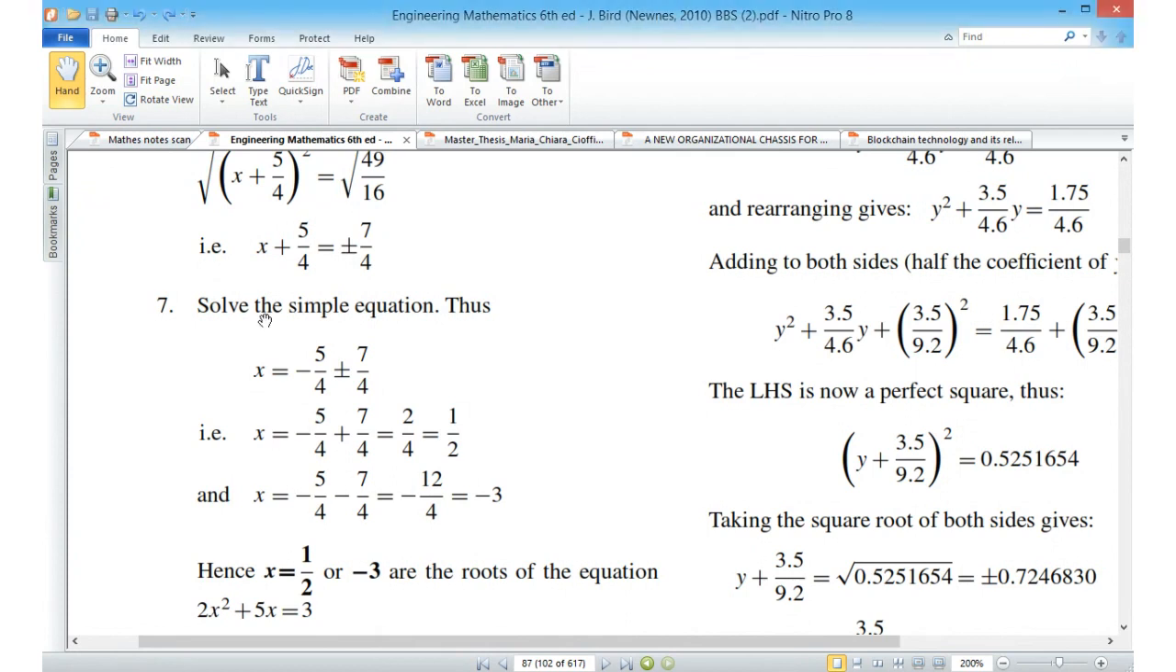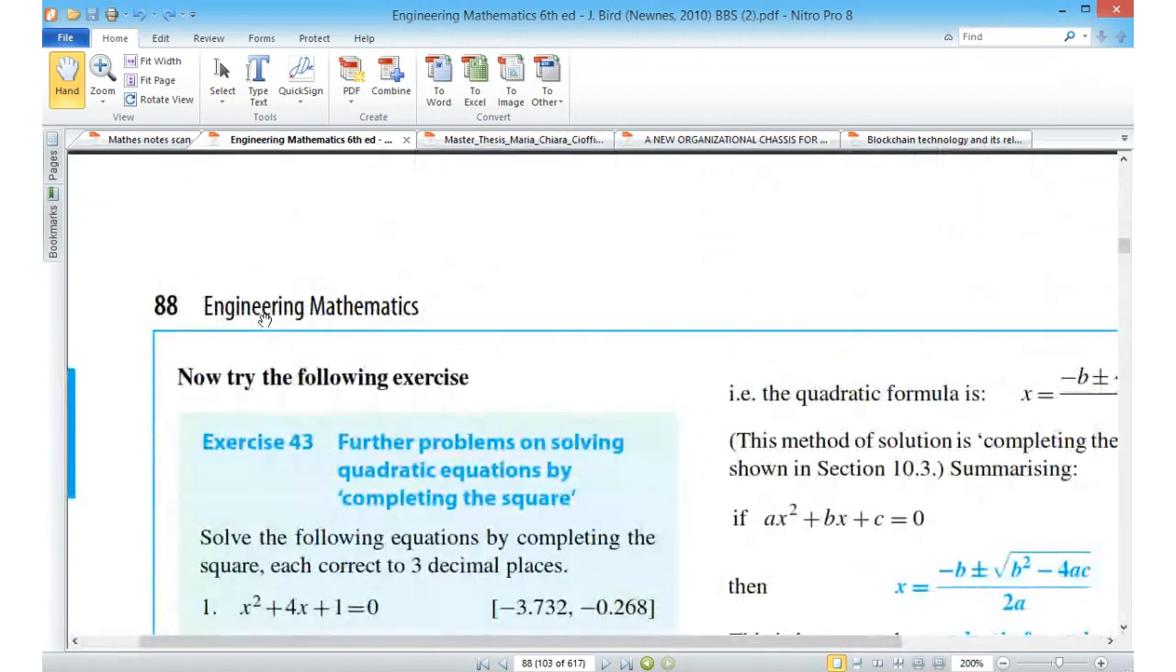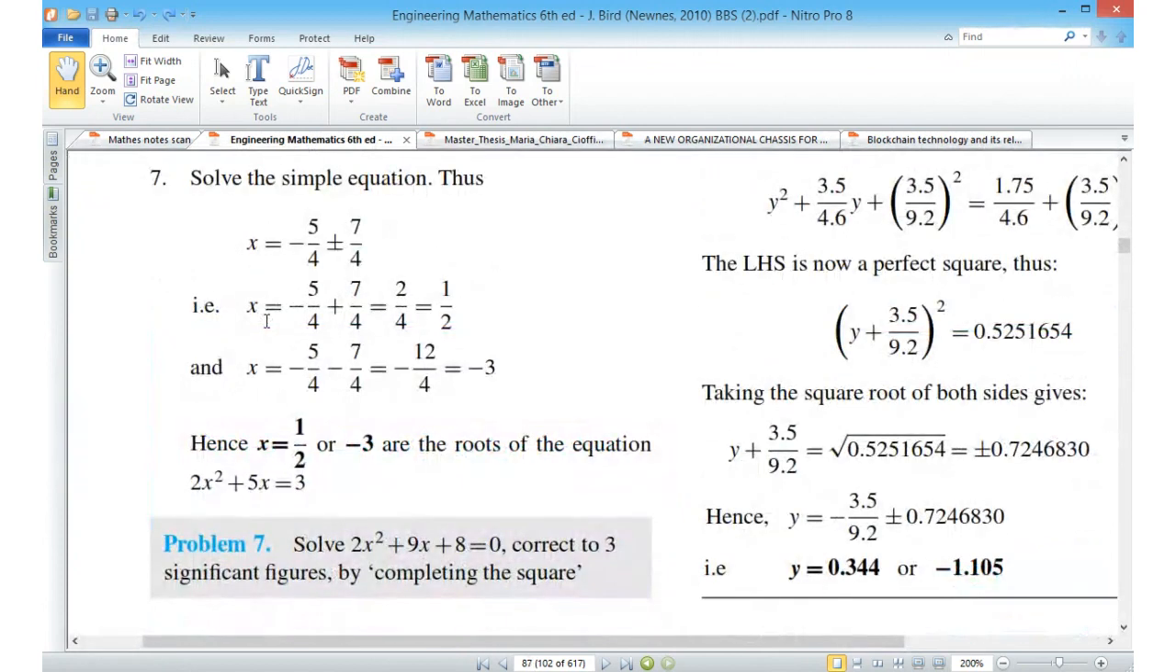Yes, if there's no question, then try problem 7. Not problem 9, problem 7. Then type your answers there in three significant figures.